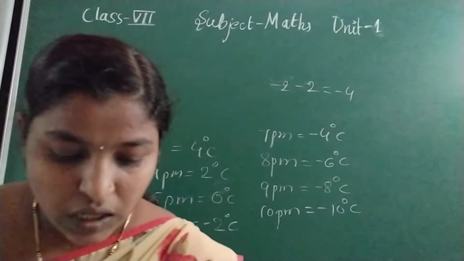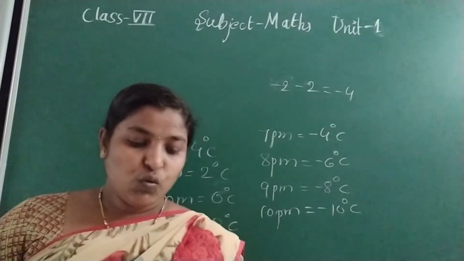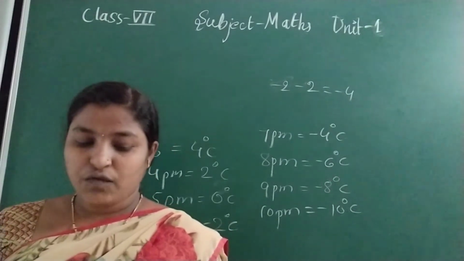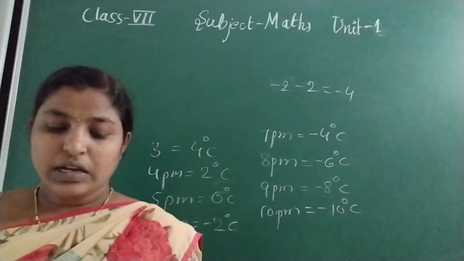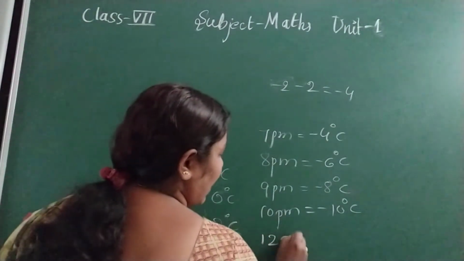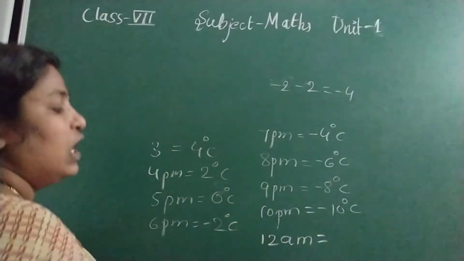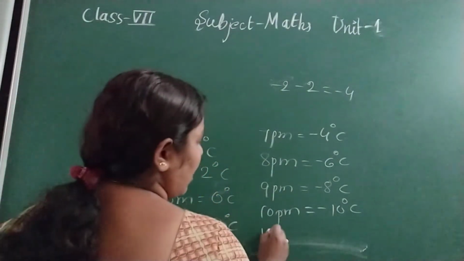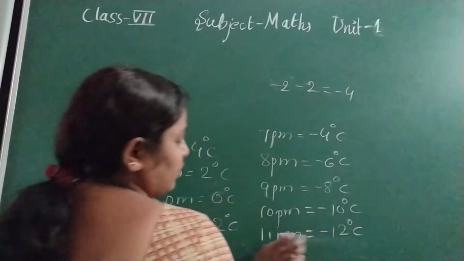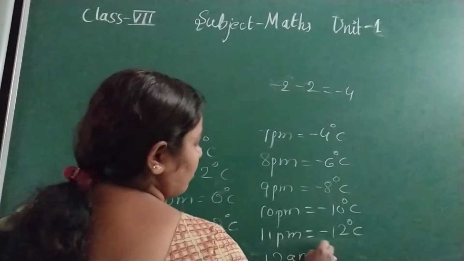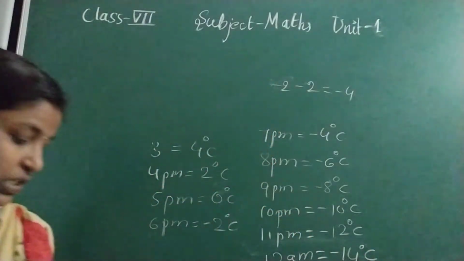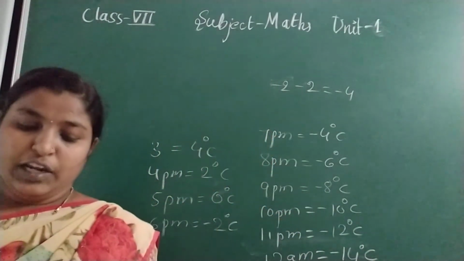What are they asking? The temperature at 12 noon was 10 degrees Celsius above 0. If it decreases at the rate of 2 degrees Celsius per hour until midnight. Midnight means which time? 12 a.m. So till 12 a.m., at 11 p.m. what will it become? Minus 12 degrees Celsius. Then at 12 a.m. it will become minus 14 degrees Celsius.